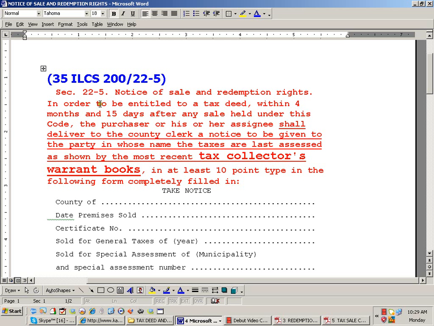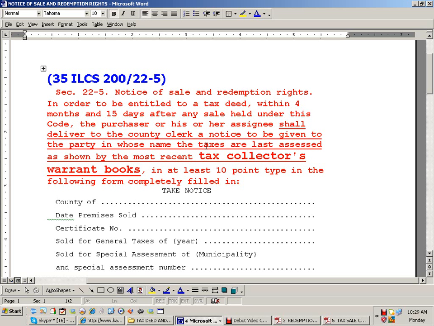But when you go read about redemption rights, it says, in order to be entitled to a tax deed within 4 months, 15 days after the sale held under this code, the purchaser shall deliver to the county clerk a notice to be given to the party in whose name the taxes are last assessed. And that had your guy's name as being last assessed, right? Right. On one of those documents it says you were the assessed party.